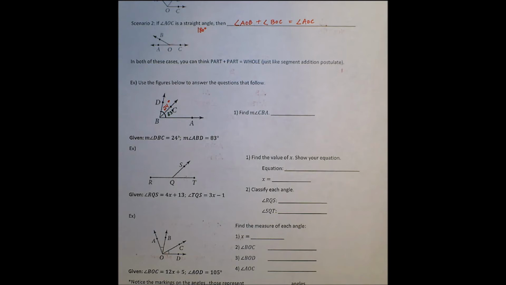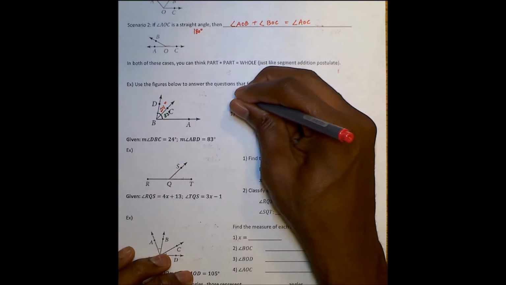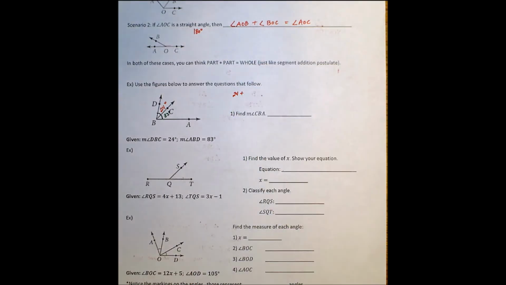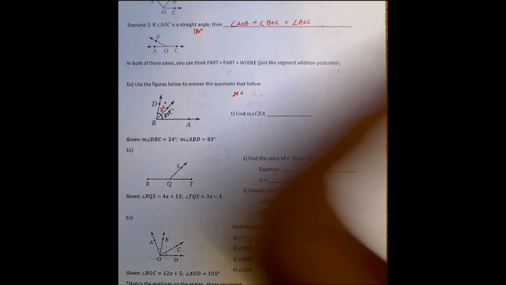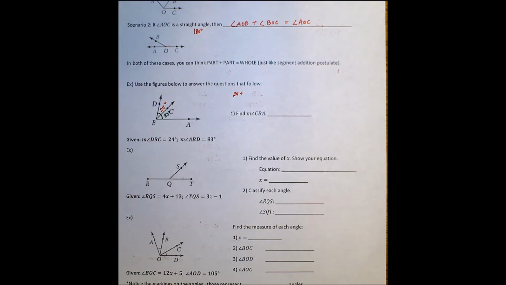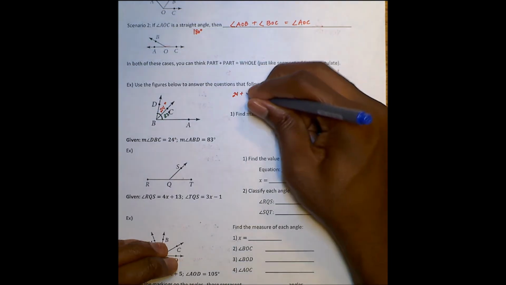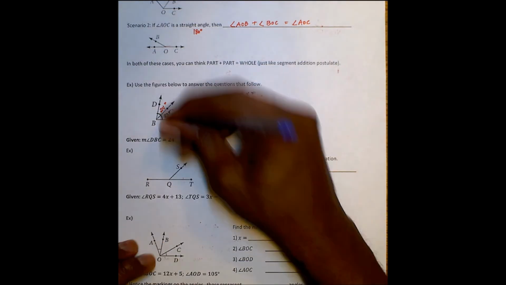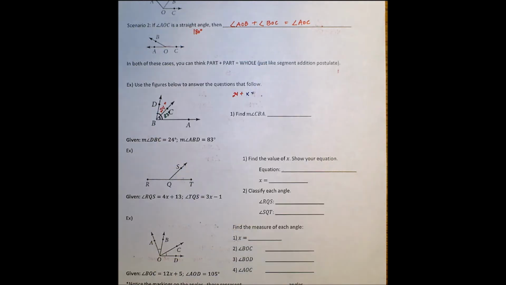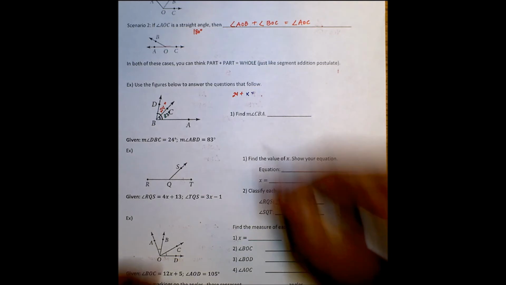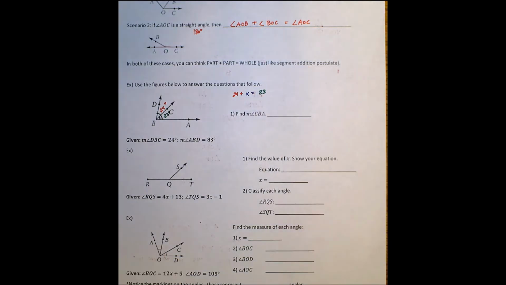Well, I know that part plus part equals whole. So 24 plus x, and in this case x will stand for the angle we're looking for, equals 83. Part plus part equals whole. And now I can just do some algebra to figure out what that will be.